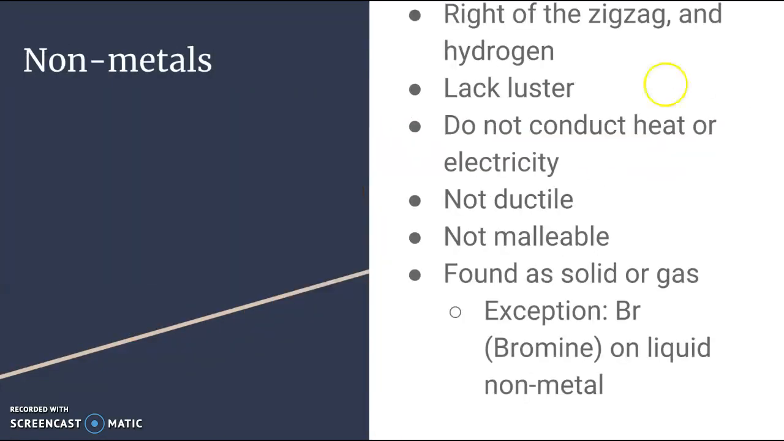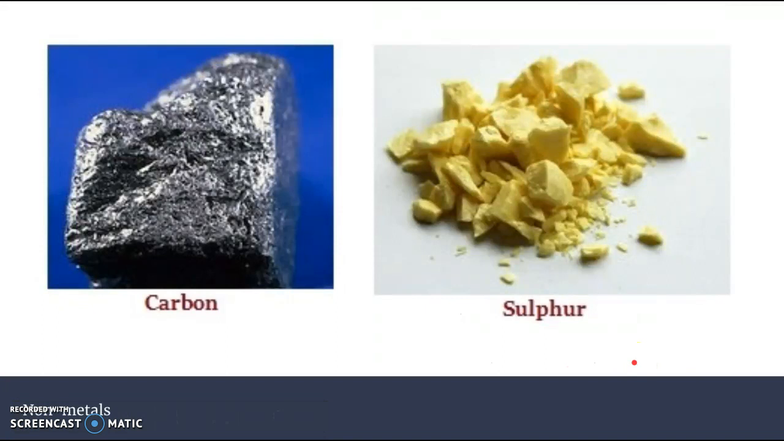So typically nonmetals will lack luster, which means they won't be shiny. They're not going to be good conductors of heat or electricity. We're not going to be able to form them into wires. We are not going to be able to form them into different shapes. Typically, they're found as a solid or a gas, with the exception of bromine, which is a liquid at room temperature, is what this is assuming.